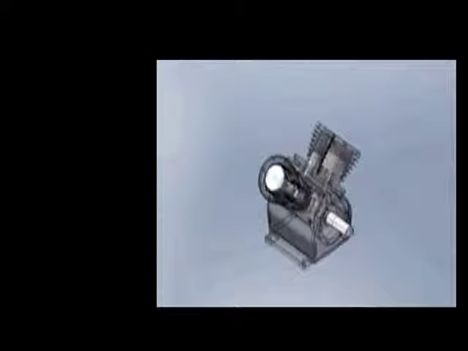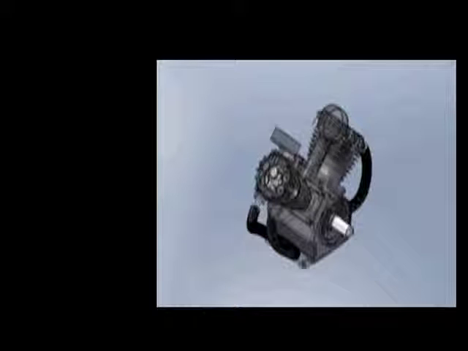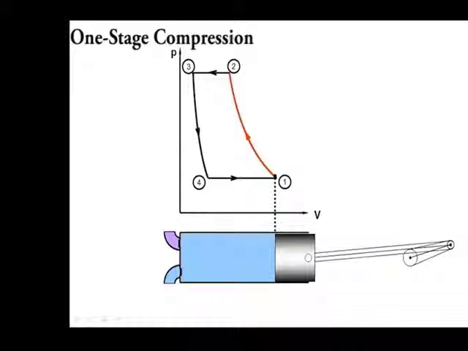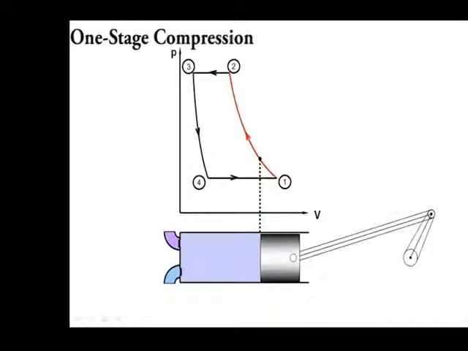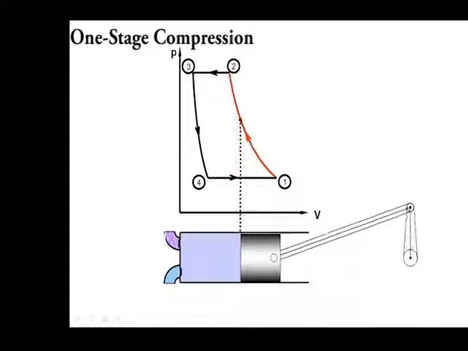The processes in the one-stage compressor can best be explained by examining the sequence of steps the piston goes through alongside the corresponding PV diagram. Compression. The piston starts from point 1, the bottom dead center, and moves up, reducing the volume and increasing the pressure and temperature of the air in the closed cylinder.